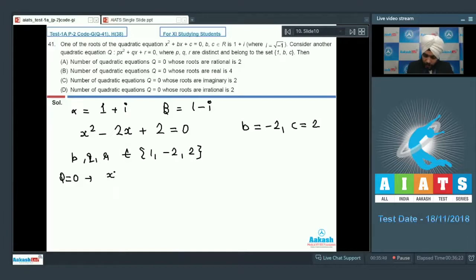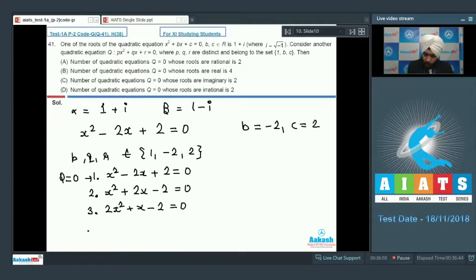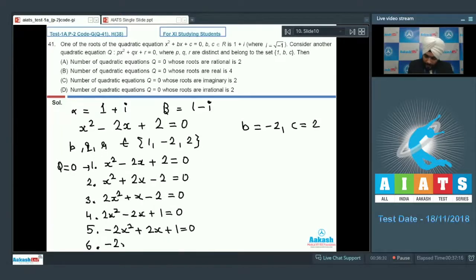First equation, x square minus 2x plus 2 equal to 0. Second possibility, x square plus 2x minus 2 equal to 0. Third possibility, 2x square plus x minus 2 equal to 0. Fourth possibility, 2x square minus 2x plus 1 equal to 0. Fifth possibility, minus 2x square plus 2x plus 1 equal to 0. Last possibility is minus 2x square plus x plus 2 equal to 0.